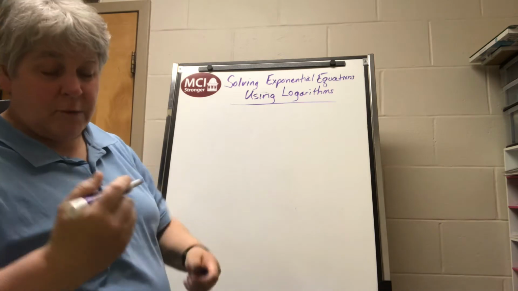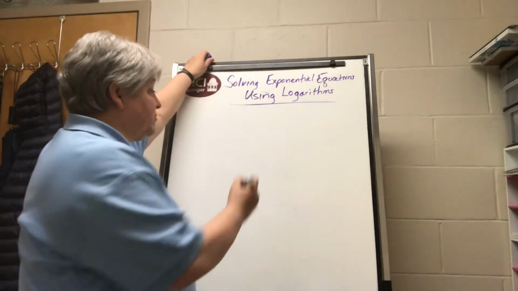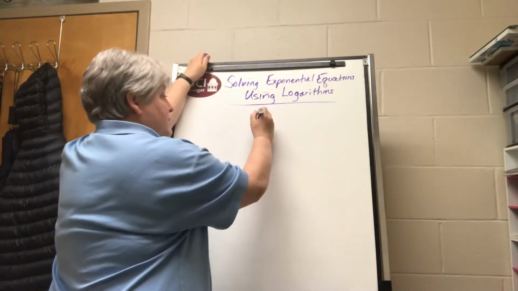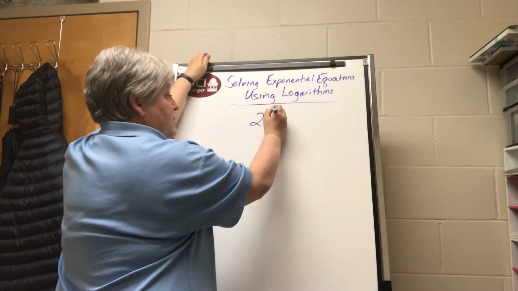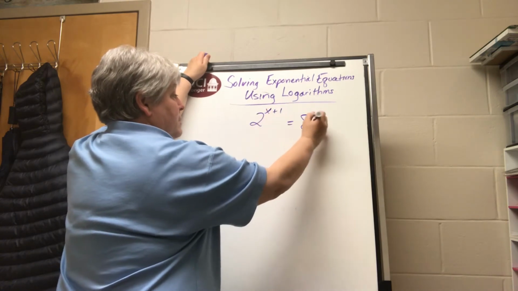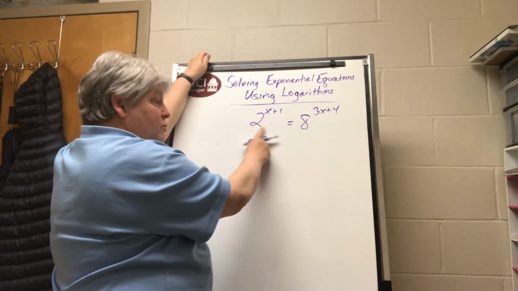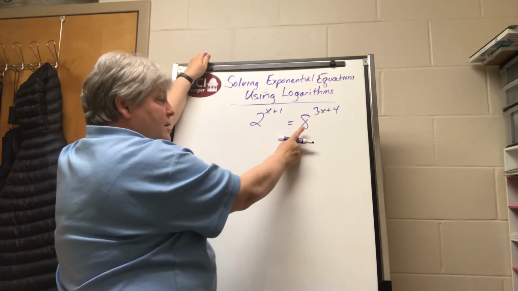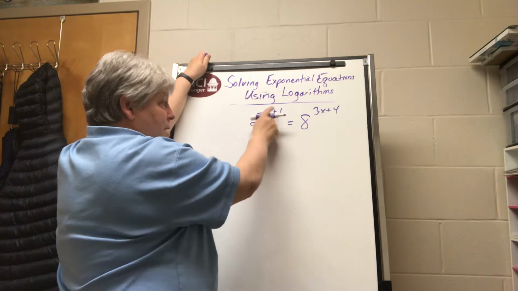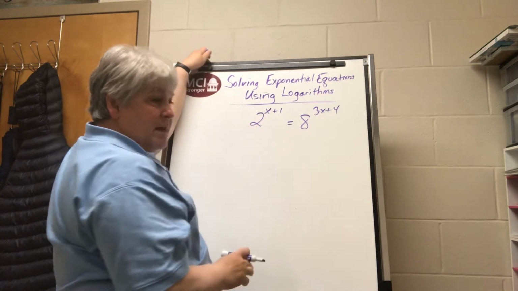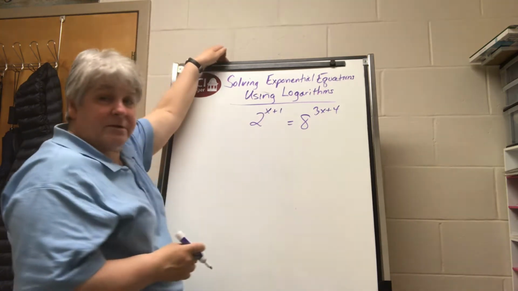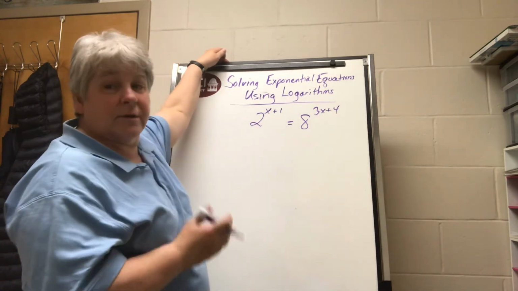If you remember right, we solved some exponential equations the other day, things that looked like this. And our technique for solving these was rewriting both of those as 2 to the third and 2, and basically getting the same bases. Once we got the bases the same, we set the two exponents equal to each other.